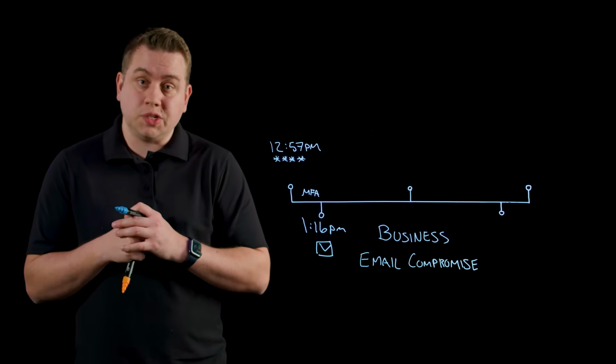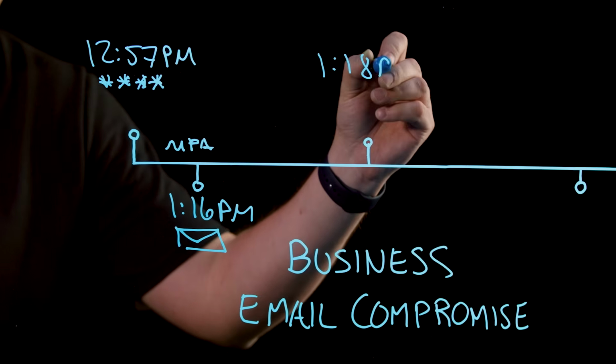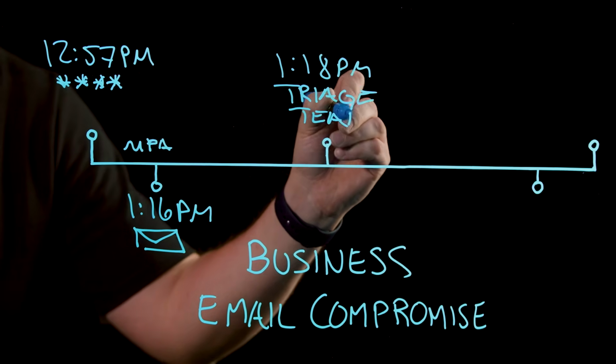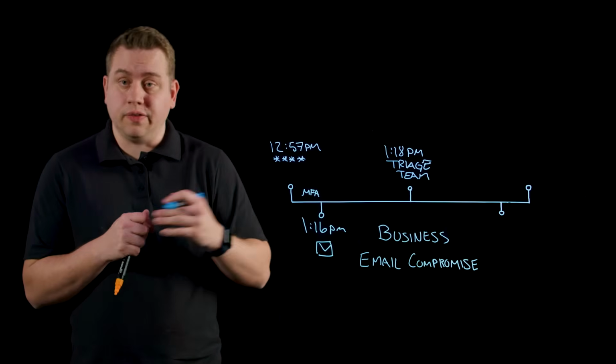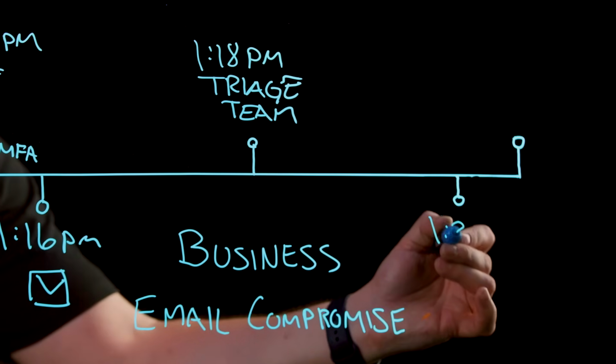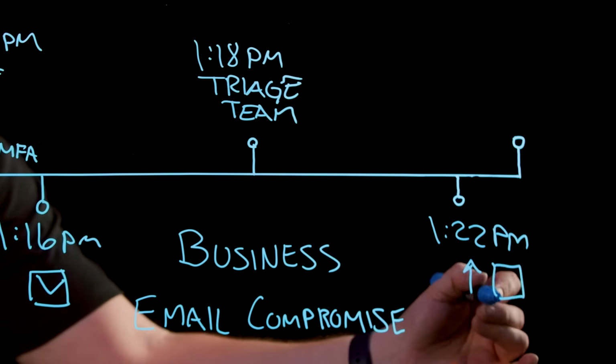Now, the good news for this customer is Article Wolf is monitoring this environment. And at 1:18, the Article Wolf triage team begins to investigate based off of seeing these rules be created. But the attacker is still in the environment, and they begin the next stage of their attack, which is to upload malicious files at 1:22.